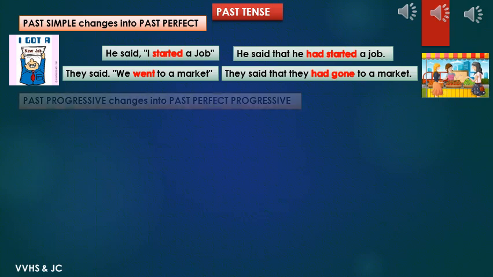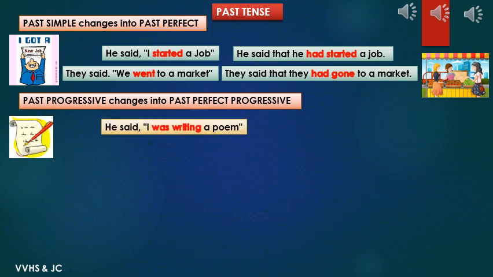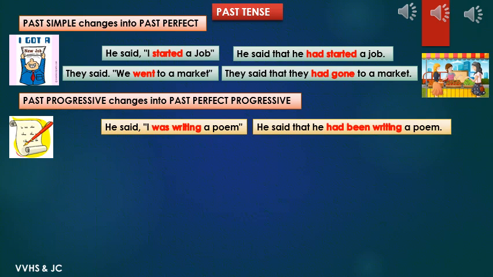Now past progressive changes into past perfect progressive. For example, he said, "I was writing a poem." Now was writing is in past progressive. Now let's see what will be the indirect speech. He said that he had been writing a poem. Had been writing is in past perfect progressive.